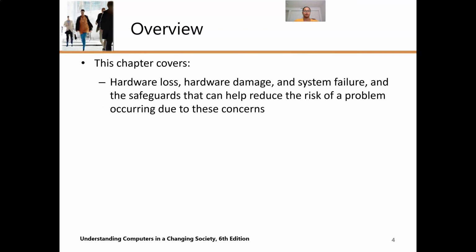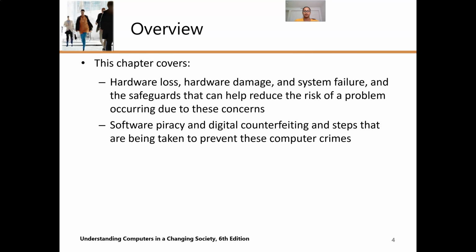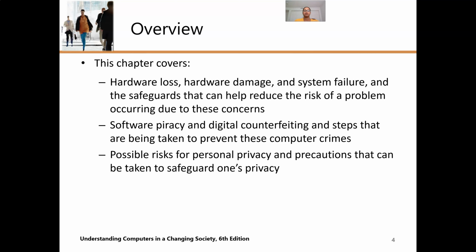Let's see the overview. This chapter covers hardware loss, hardware damage, and system failure, and the safeguards that can help reduce the risk of a problem occurring due to these concerns. Software privacy and digital counterfeiting, and steps that are being taken to prevent these computer crimes. We will see the possible risks for personal privacy and precautions that can be taken to safeguard one's privacy. And finally, the legislation related to computer security and privacy.